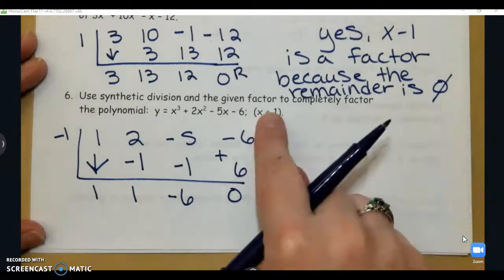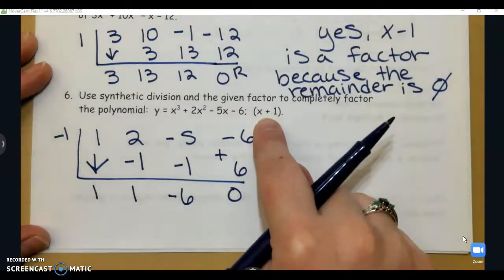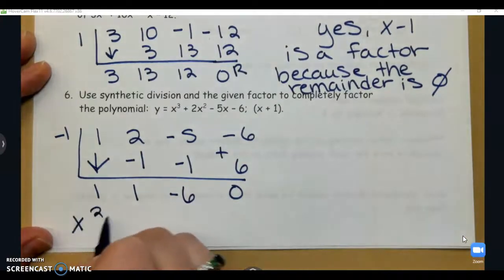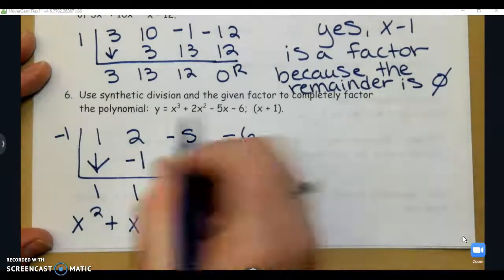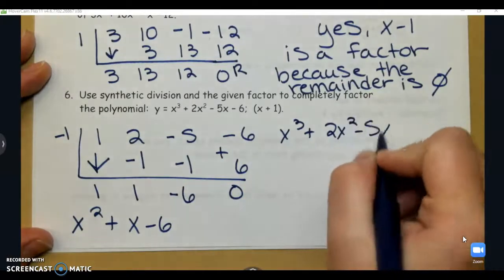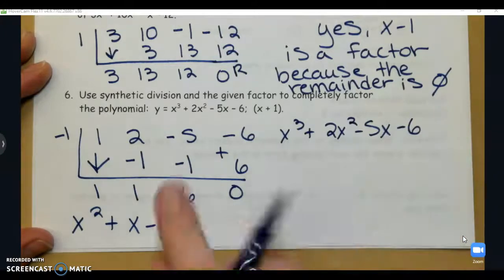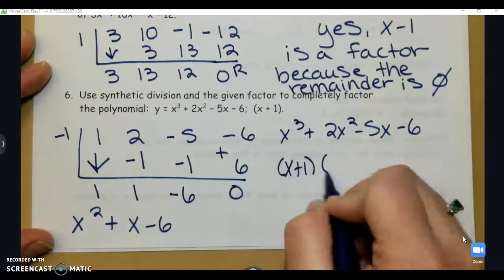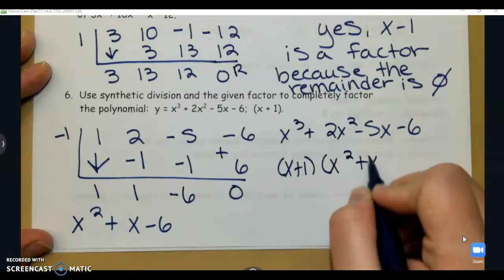So what we did was we divided out x plus 1. So what we're doing is rewriting x cubed plus 2x squared minus 5x minus 6 as these two polynomials multiplied. So x plus 1 times x squared plus x minus 6.